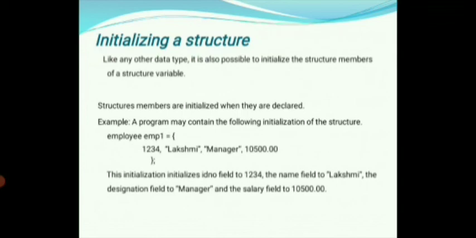Employee is a structure name. Employee 1 is a structure variable. So here 1, 2, 3, 4 is the ID number of the employee. Lakshmi is the name of the employee. Manager is the designation of the employee. 10,500 is the salary of that employee. So we already know the employee information members like ID number, name, designation and salary, which are assigned these values.